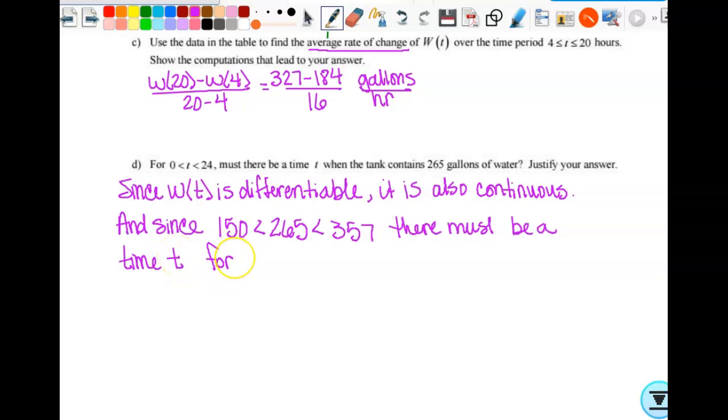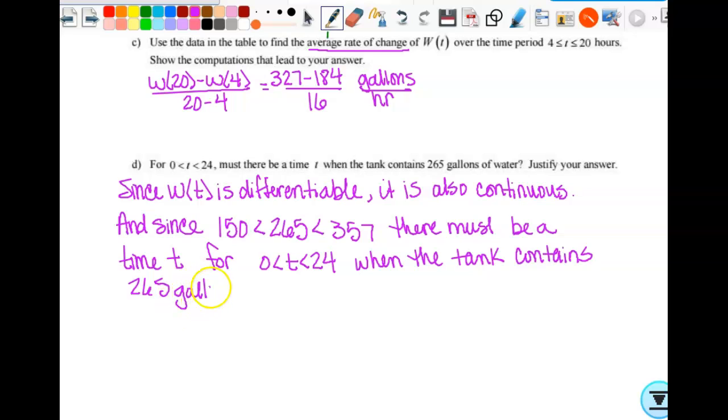Okay, here's the thing. You have to show this interval, and you have to restate this one. Like we don't know what the time is, but there has to be one. And then we have to restate when the tank contains 265 gallons of water. How do we know this? By IVT.